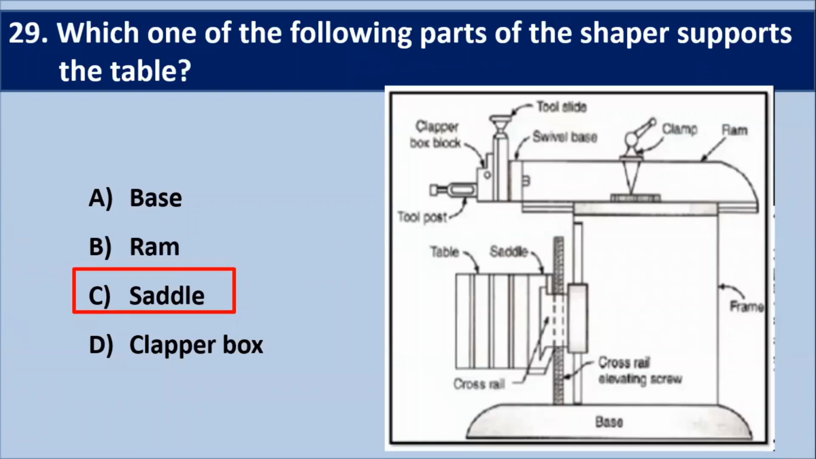Next is, which one of the following parts of the shaper supports the table? From this diagram, it is very clear that the table is supported by the saddle. That's why our answer is C, saddle.